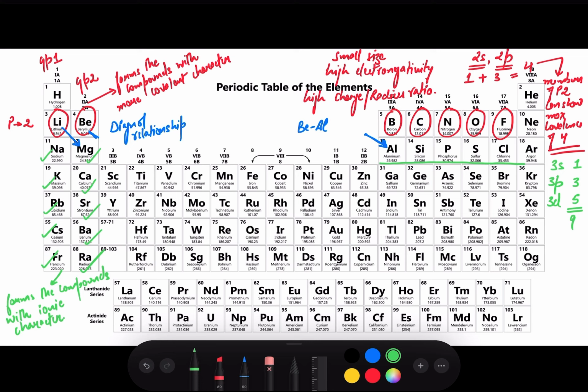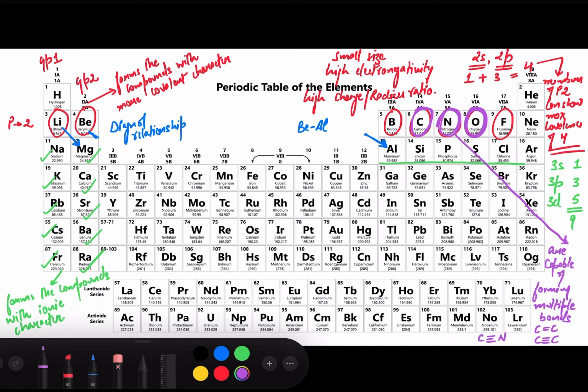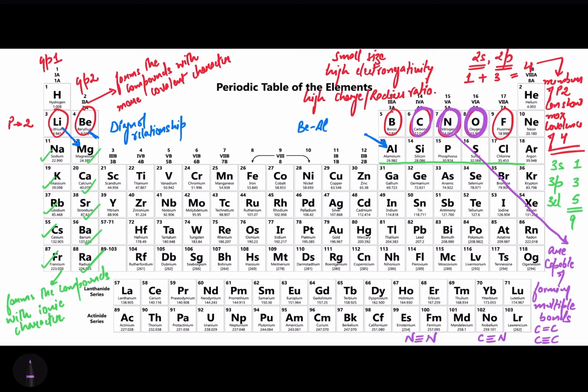Now, let me take a different color. The members of period number 2, that's carbon, nitrogen, oxygen, are capable of forming multiple bonds, that is pi bonds. For example, carbon double bond carbon, or carbon triple bond carbon, or carbon triple bond nitrogen, or nitrogen triple bond nitrogen, and so on.